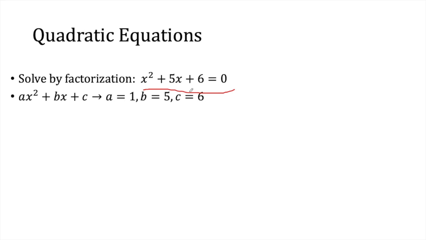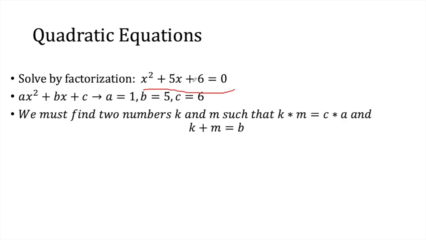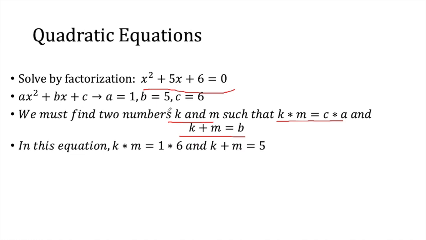The next step is to find two numbers such that when you multiply them together, you get c times a, and when you add them together, you get b. In a more algebraic sense, we must find two numbers k and m such that k times m is equal to c times a and k plus m is equal to b. Since the numbers here are very small, we can easily do a trial and error method, and we find that 3 and 2 as k and m are two plausible answers.